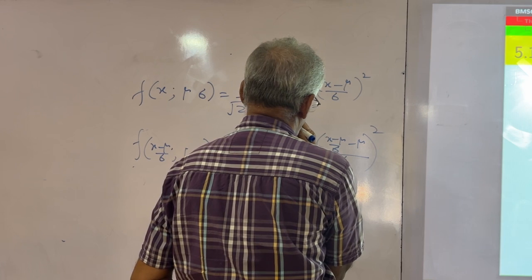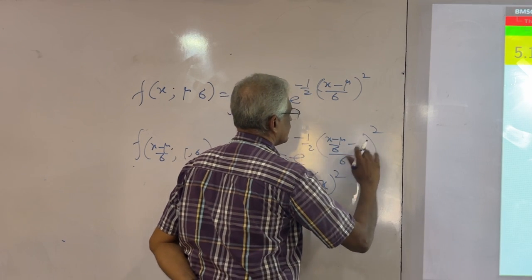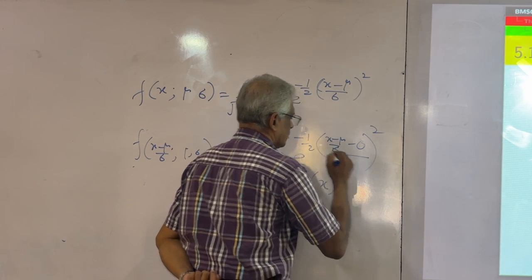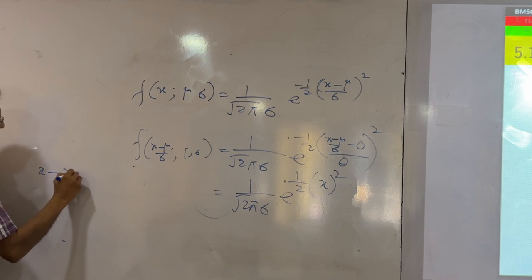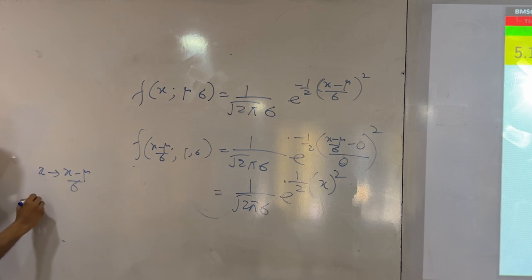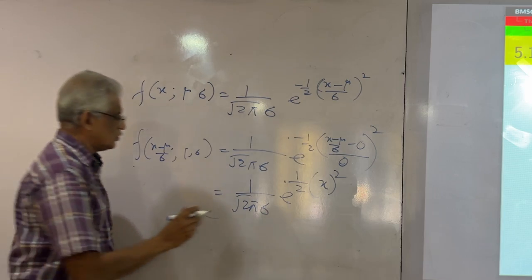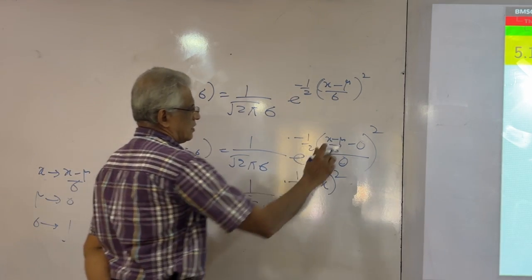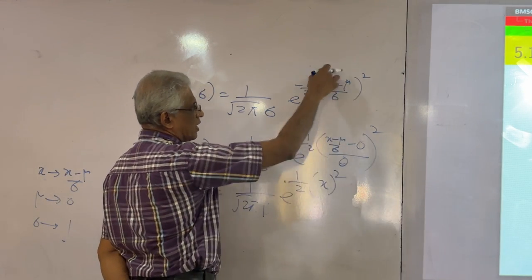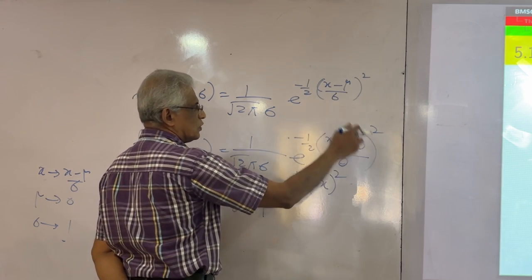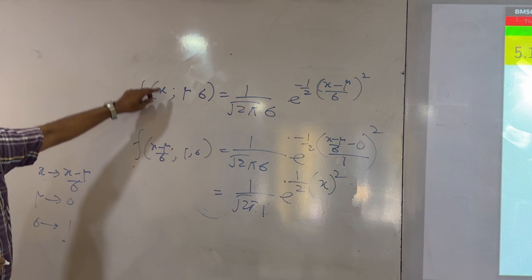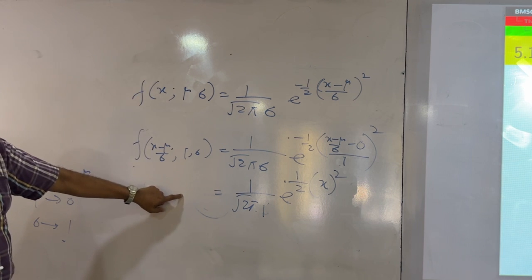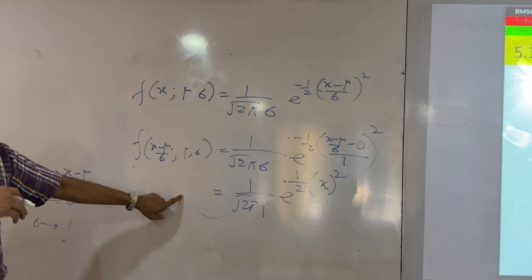You should substitute. No, this has to be 0 here. This has to be 1, because when x becomes x minus mu over sigma, then mu becomes 0, sigma becomes 1. So here you have 1 here. So this is the distribution of the original data, and this will be the distribution of the new transformed data.